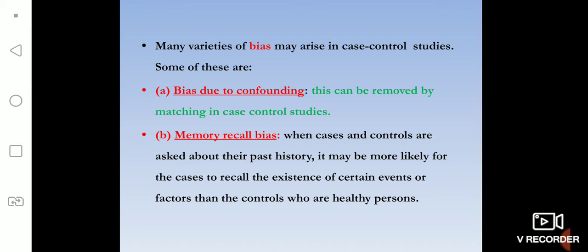Next is the memory recall bias. When the cases and controls are asked about their past history, it is more likely that cases can recall the events better than the controls, because the controls do not have the disease and you are asking healthy people. The person who is suffering can definitely remember the sequence of events better than the people who are not suffering. So there are possibilities of recall bias which should be taken care of.